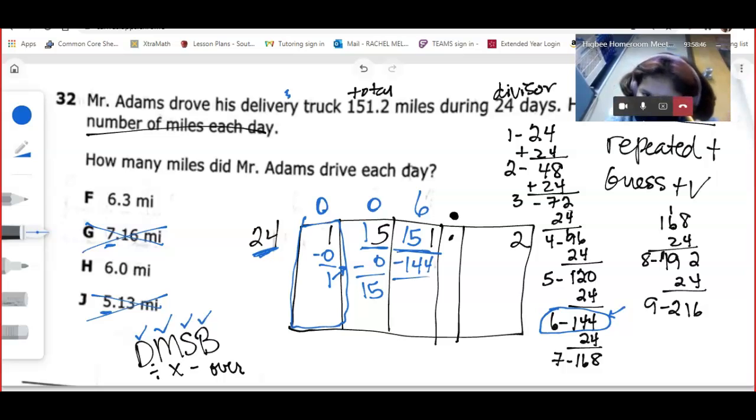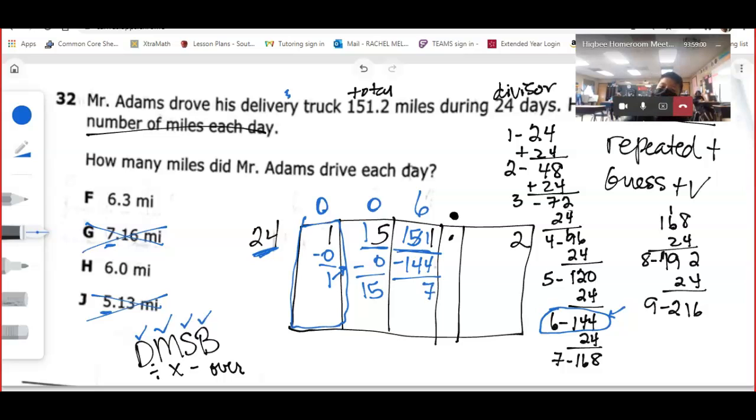Okay, so what would 151 minus 144 be? 7. 7, because if I regroup, what's 11 minus 4? It's 7. Okay, so I bring that 7 over. Now look at your repeated addition. Which multiple gets us to 72 without going over, Lyric? 3. Because 3 times 24 is 72.